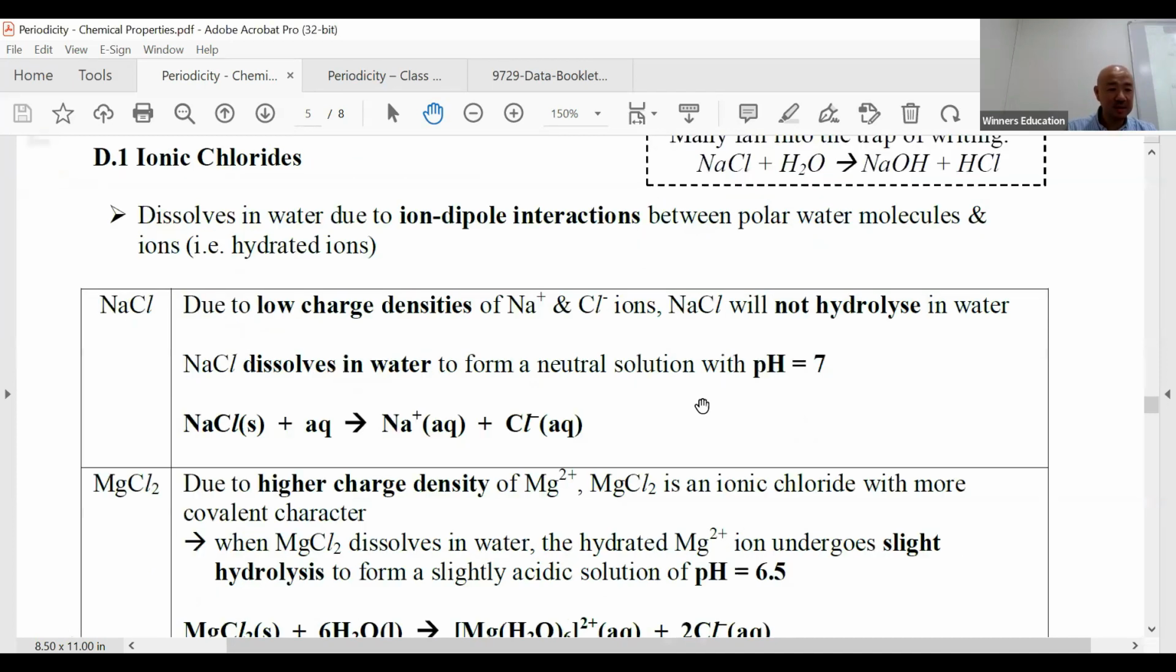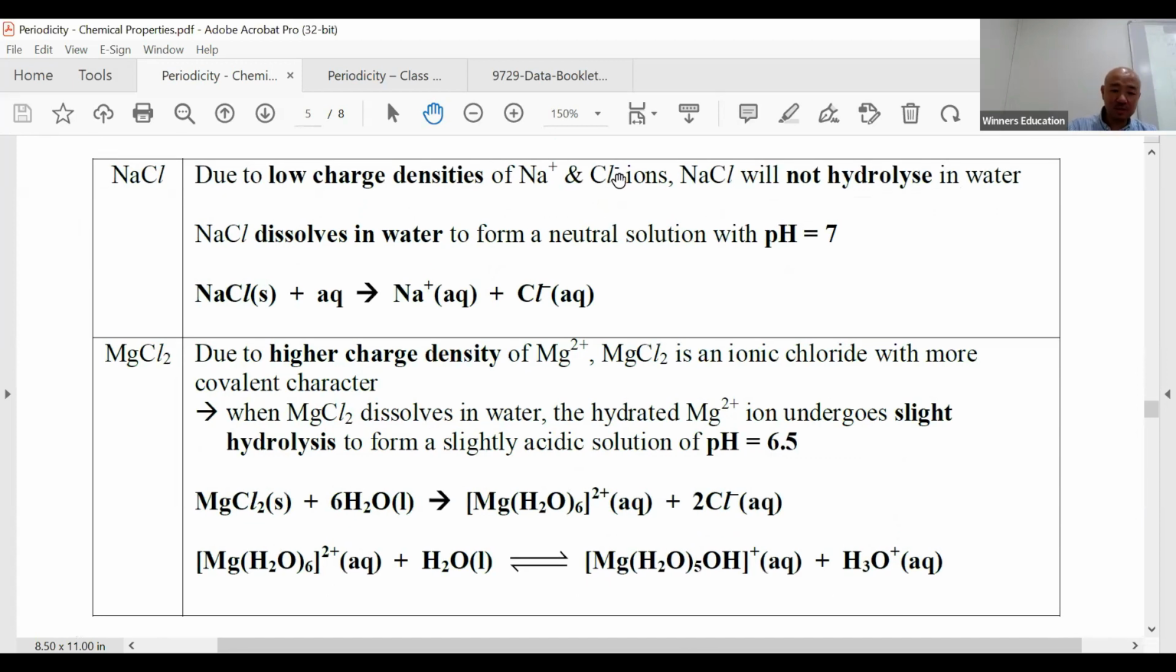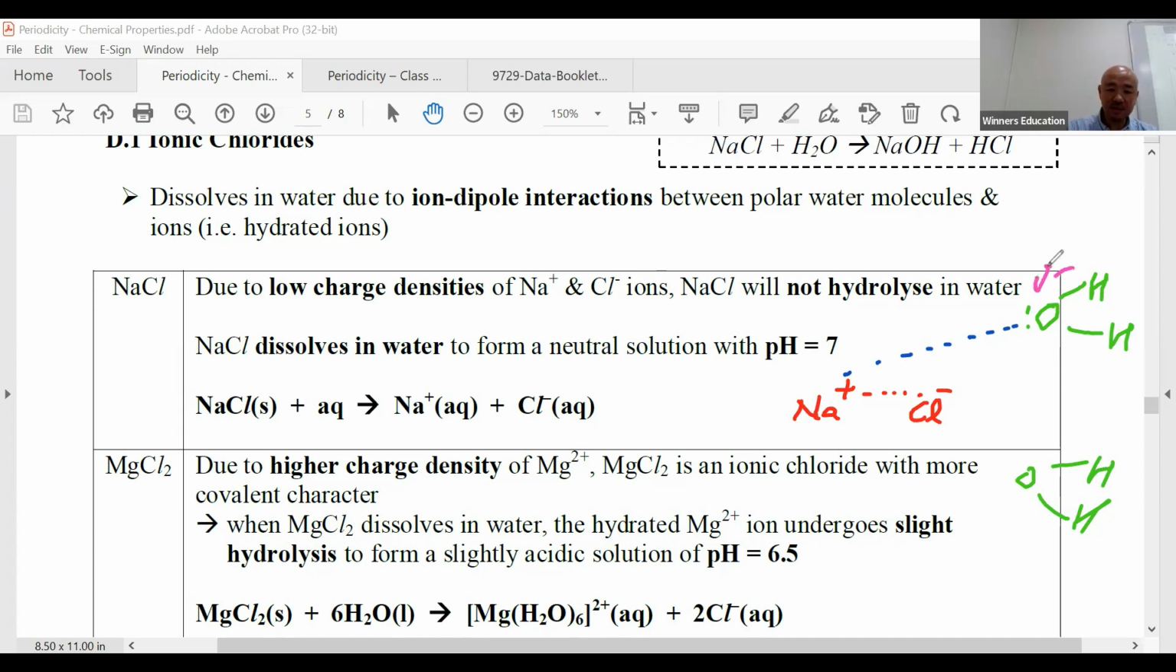They don't hydrolyze. Now, what is this known as? If you take a look, what happened? Sodium chloride by right has strong electrostatic forces, ionic bonding. And the water comes in. Water is a polar molecule. It then forms this shape, with delta minus and delta plus.